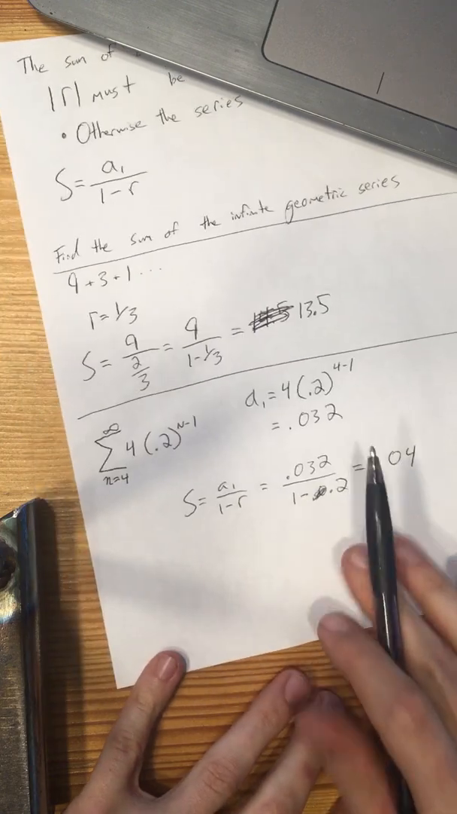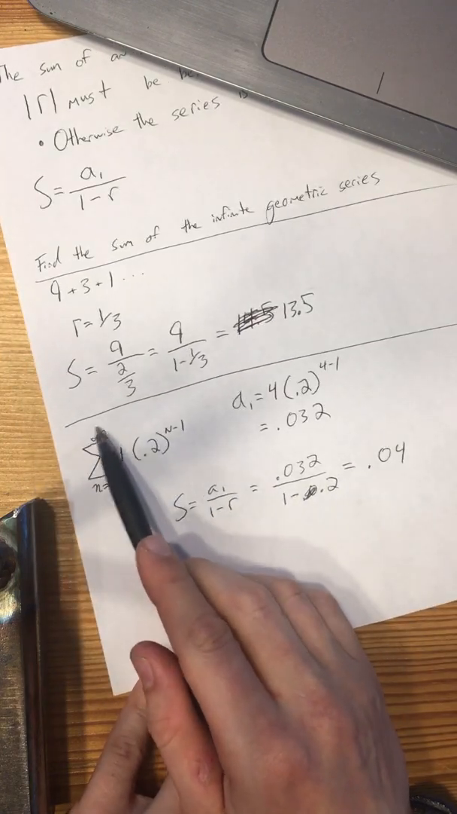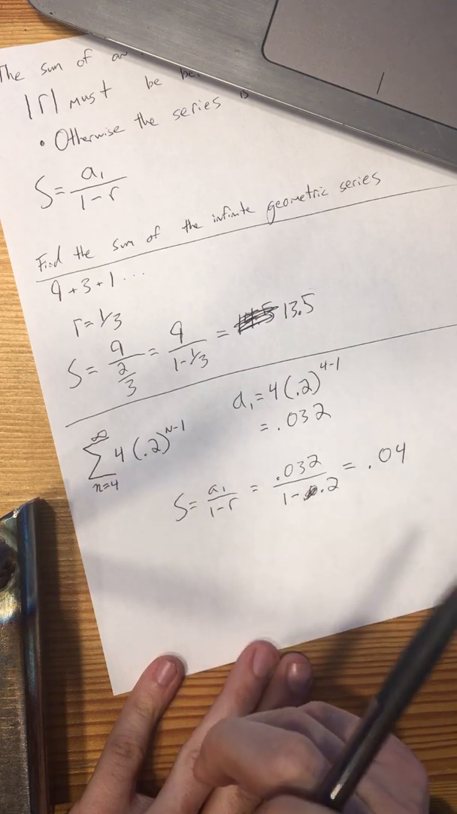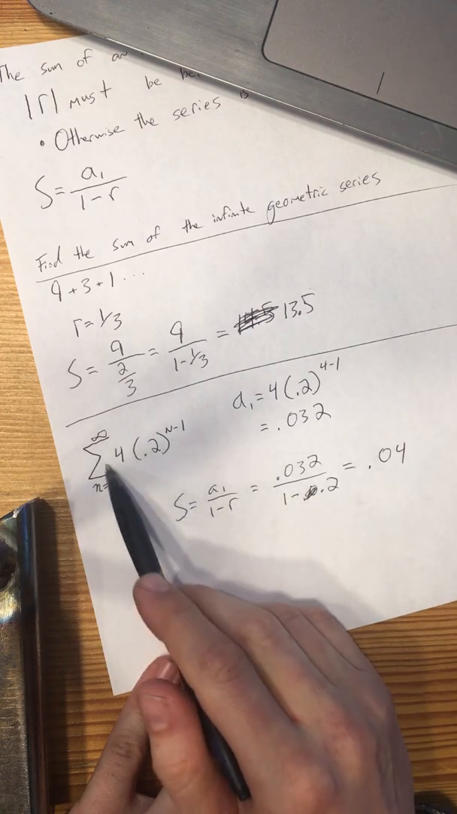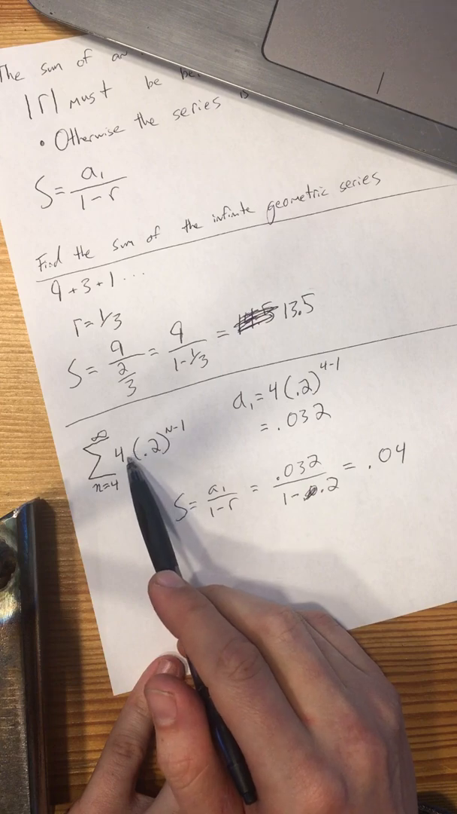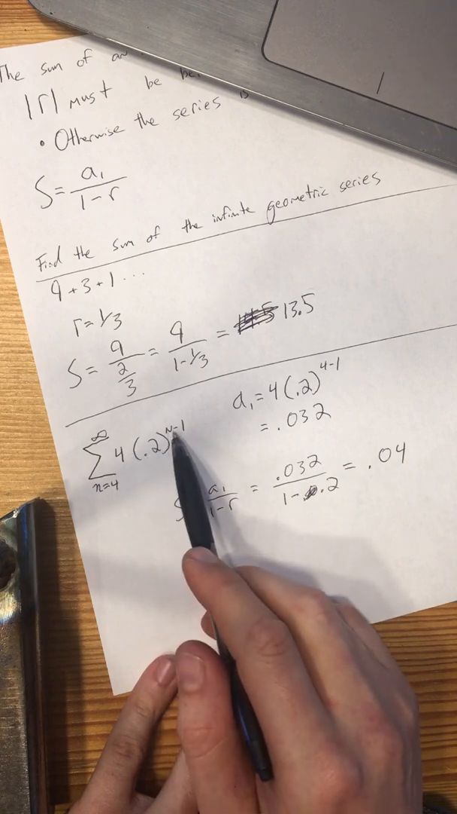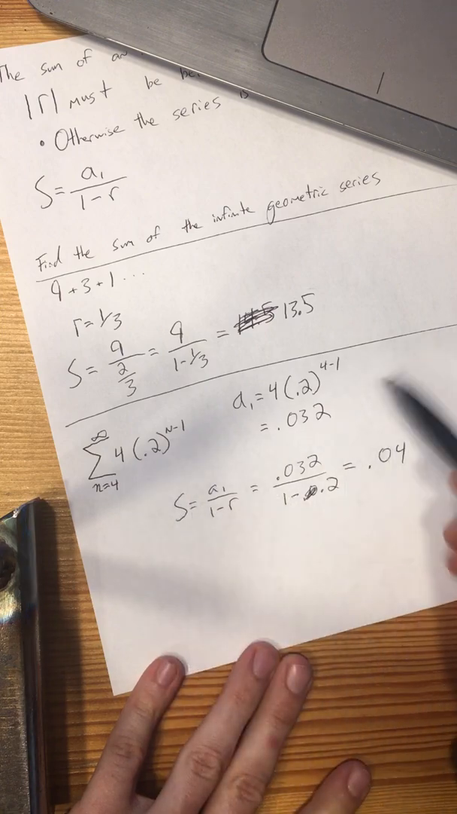With sigma notation, you can see this is my last term. I'm going to infinite terms. I'm going to start at n equals 4. And then 4 would have been my first term had I started at n equals 1. 0.2 is my common ratio, and n minus 1 is always there.